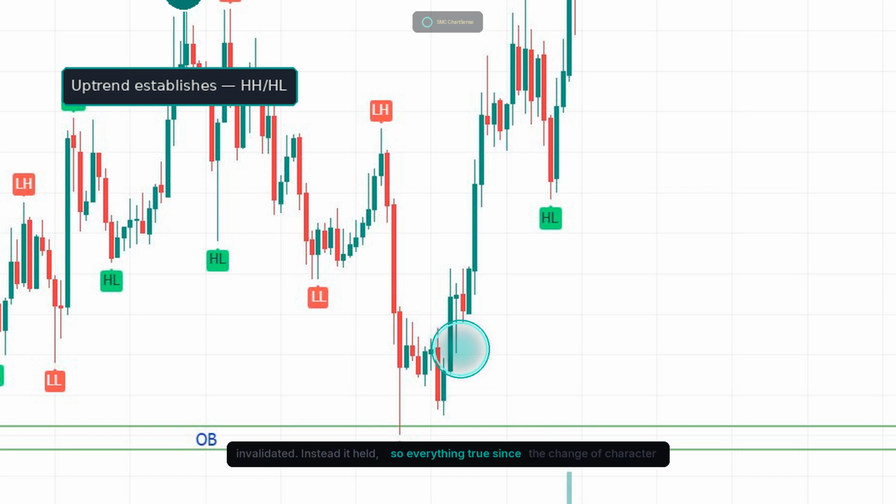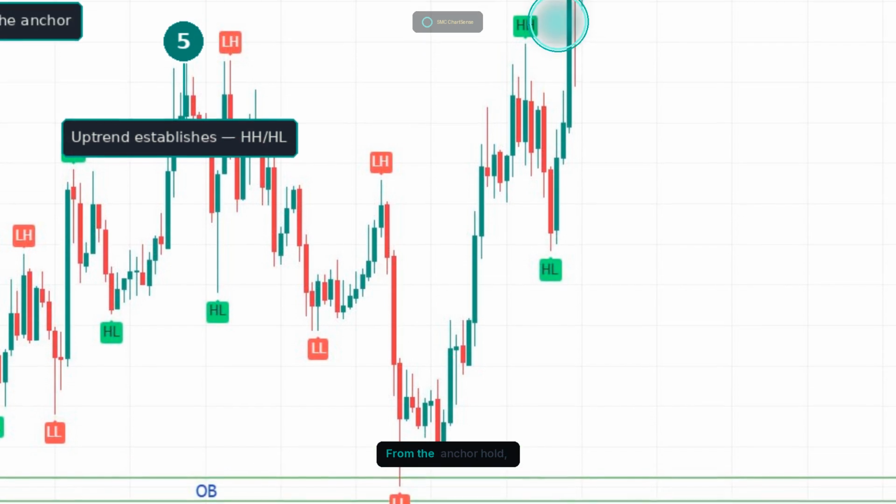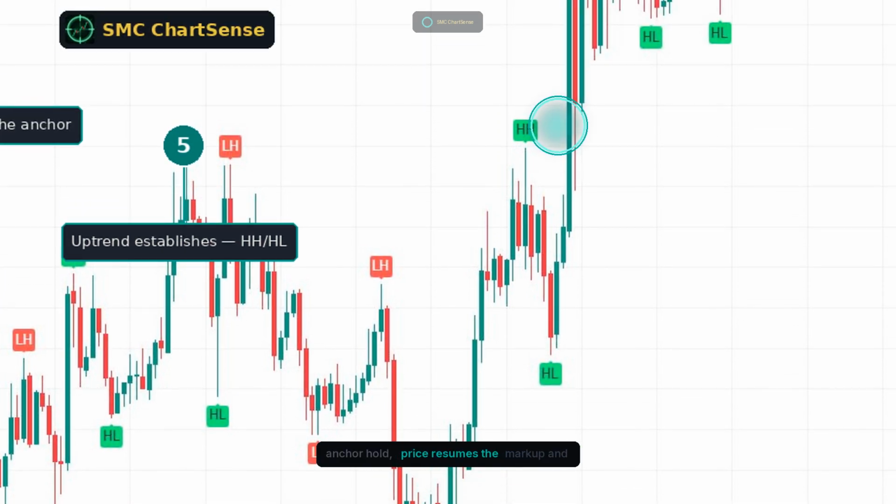Instead it held, so everything true since the change of character remains true. From the anchor hold, price resumes the markup and drives to new highs on strong volume. The trend born of the change of character, fueled by the order block, tested deeply and defended, now extends to fresh highs. The anchor carried the whole move from origin to continuation. It launched the markup, defined the thesis, held the one deep test it faced, and enabled the resumption. A single reference level for the entire trend.